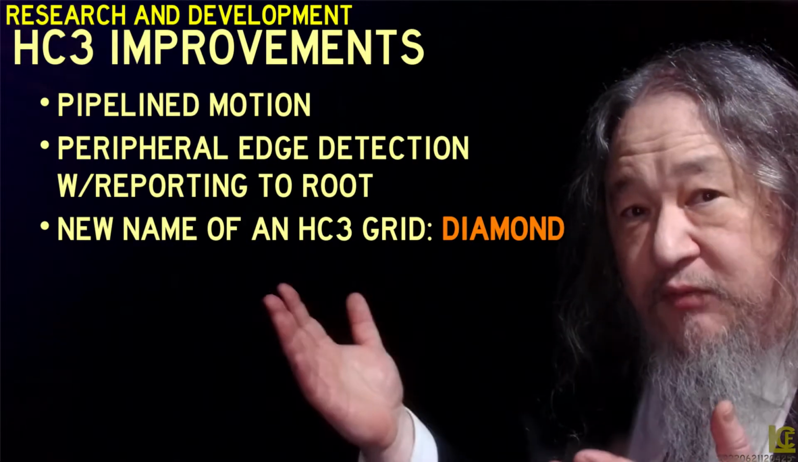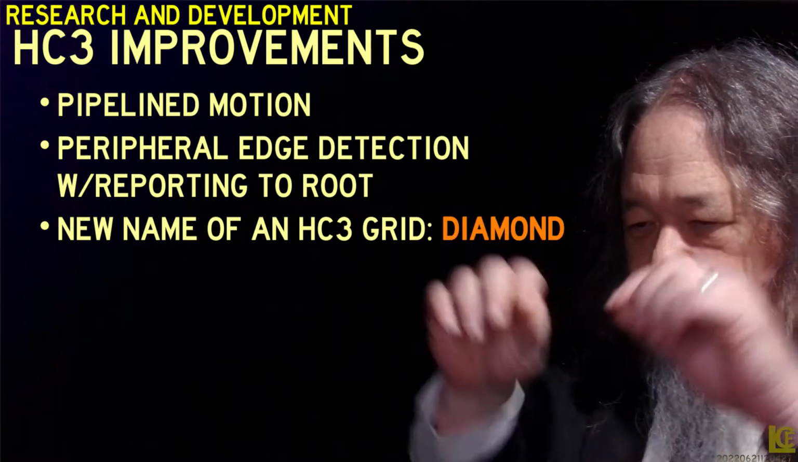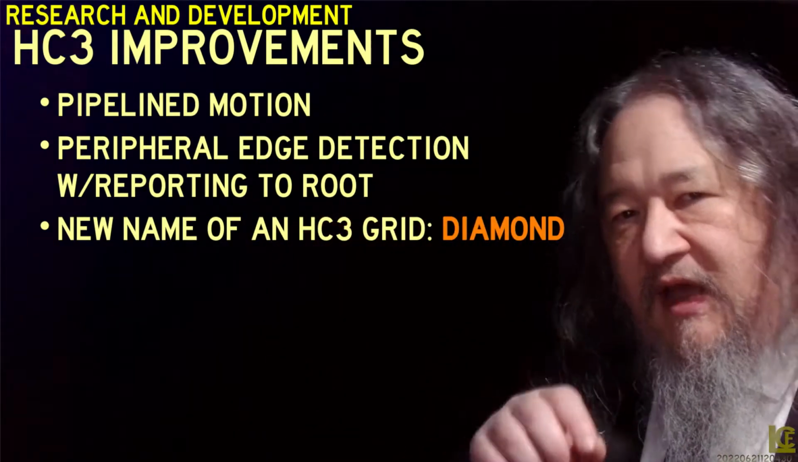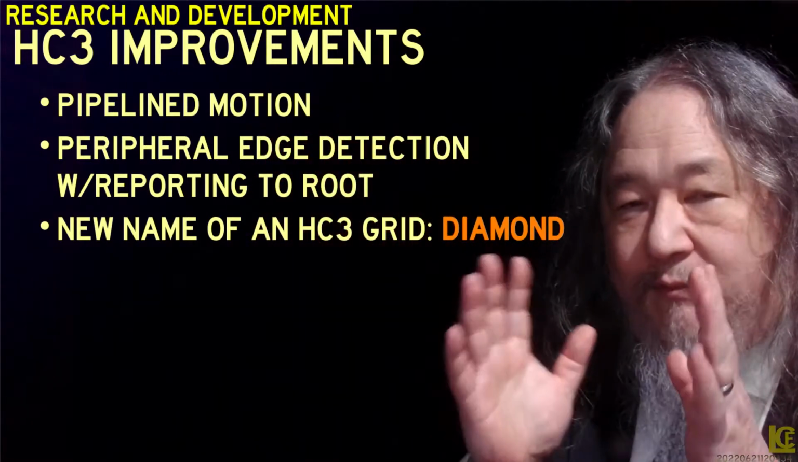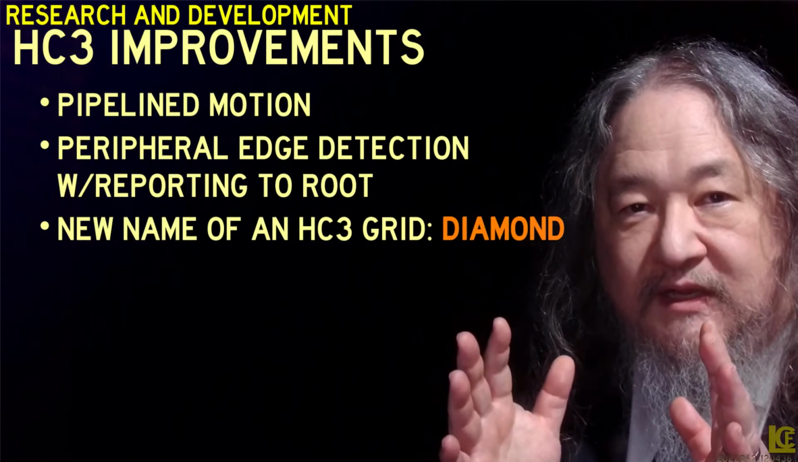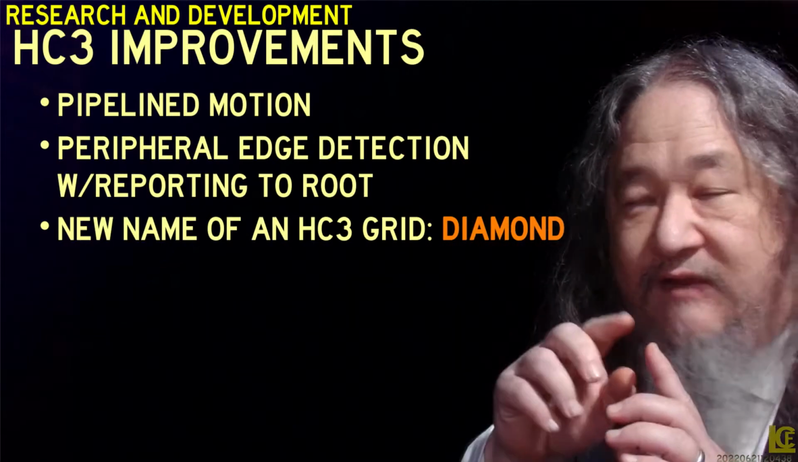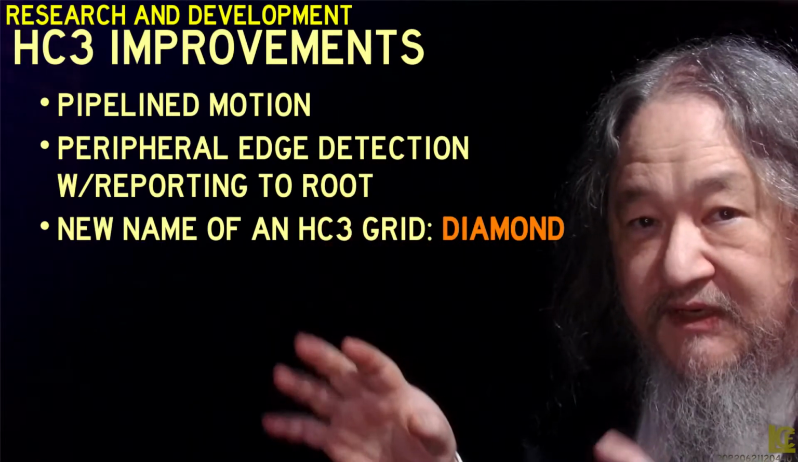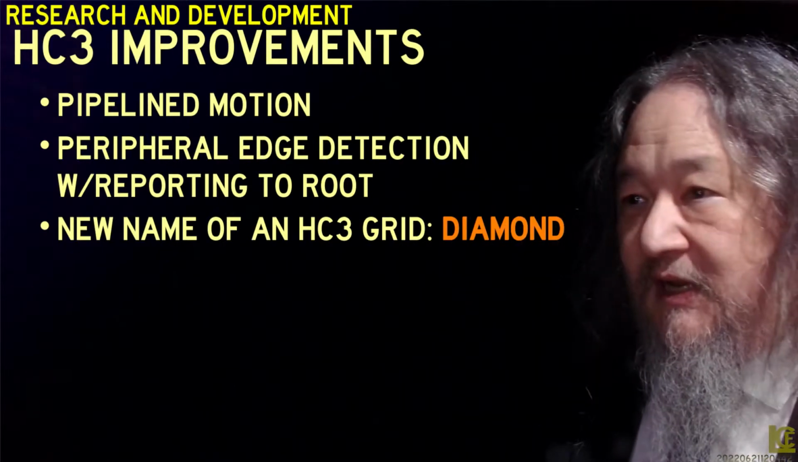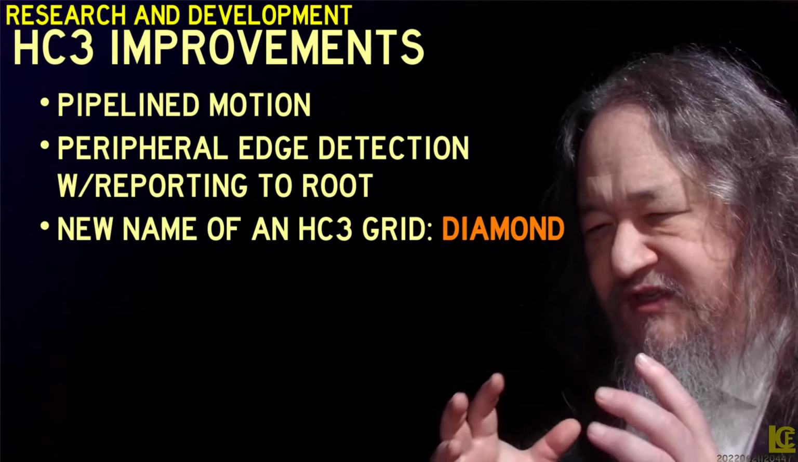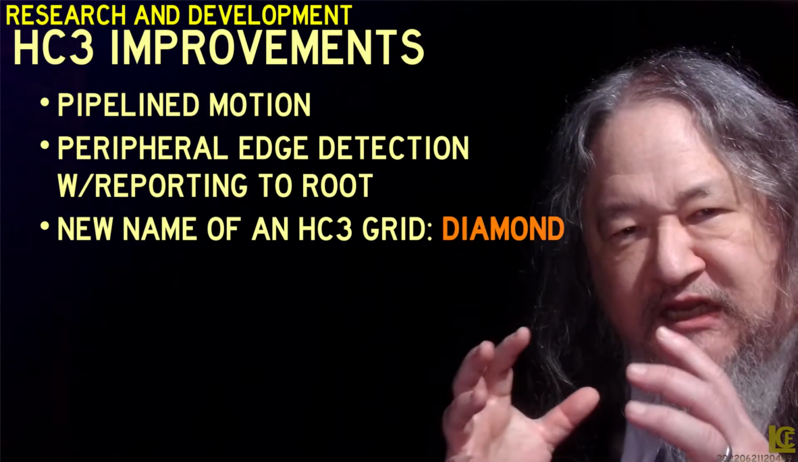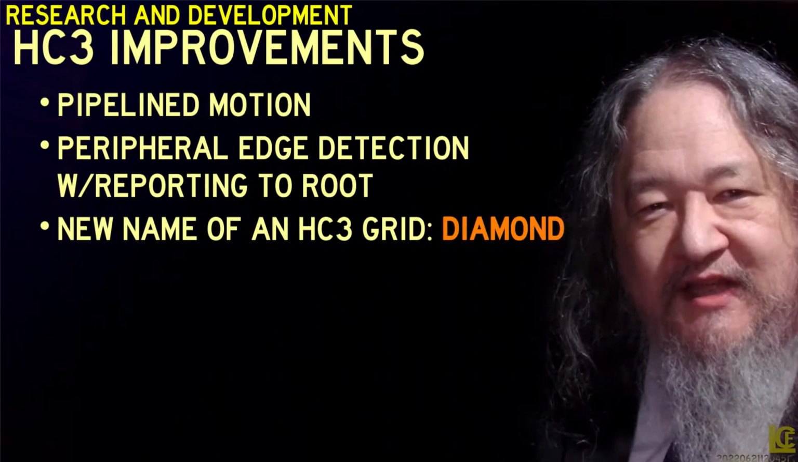In addition, we have this peripheral edge detection, that when a motion arrives at the periphery, not only do they move, now they look around and say, can I see anything? And they report back contact warnings. Have we reached the edge of the universe? Have we reached other things that are not empty? Send that back to root, help it decide. So that's what's working, and it really increases the amount of objectiness, the amount of cellness that the HC3 grid has.